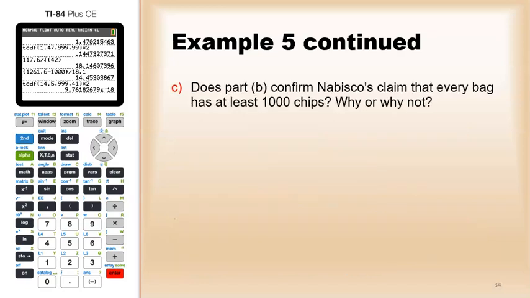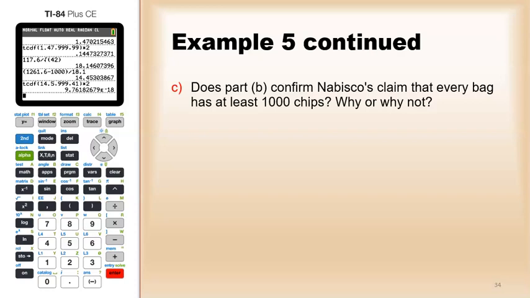All right. Last thing to think about. So we rejected the null hypothesis, we're saying that it's not equal to 1,000. Based on my sample, it's safe to say that the average is more than 1,000. Anyway, does this part B confirm Nabisco's claim that every bag has at least 1,000 chips?